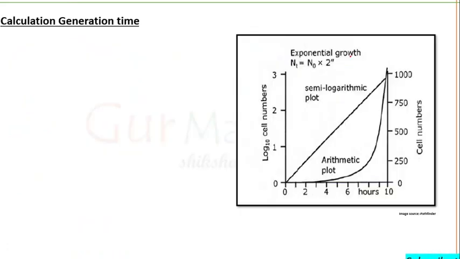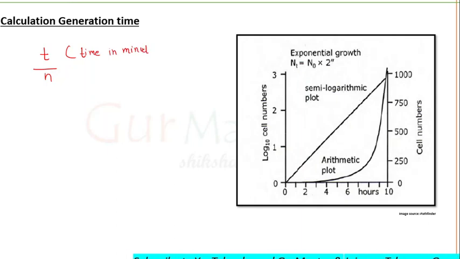Let me tell you about the calculation of generation time. As you know, when growth is occurring exponentially, there is an increase in bacterial population by geometric progression. If we start with one cell, it will be divided into 2, and 2 into 4, and 4 into 8, and so on. So the interval for the formation of two cells is called generation time. I already told you. So how can you calculate generation time? It is t upon n, where t is time, which can be in minutes or hours.